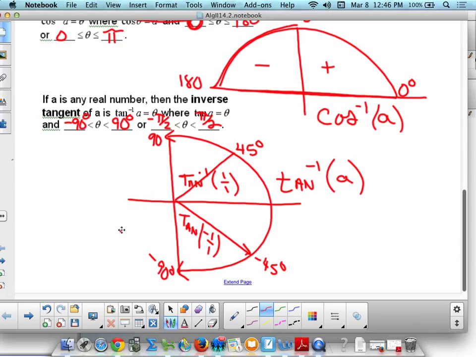What's most important is you just understand this. There's only one answer. Don't give me 2 answers, just give me 1. And then where are the answers for tangent and sine? First and fourth. Where are the answers for cosine? First and second. Just know that.